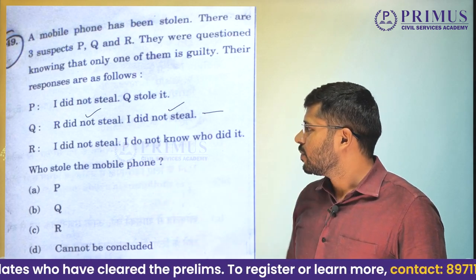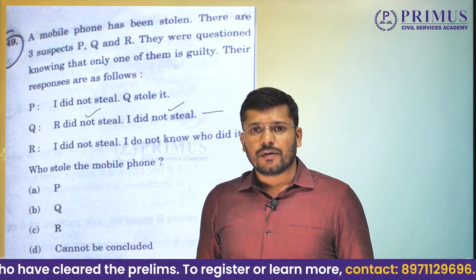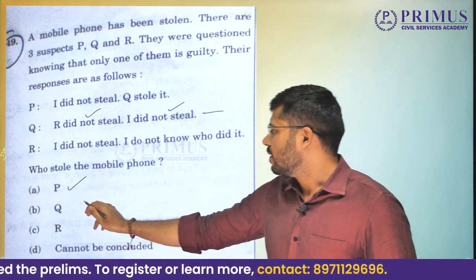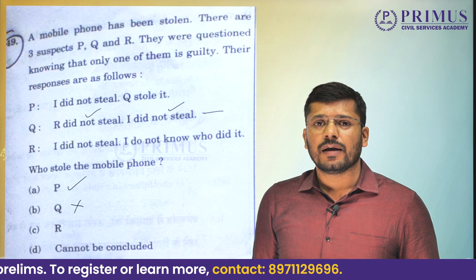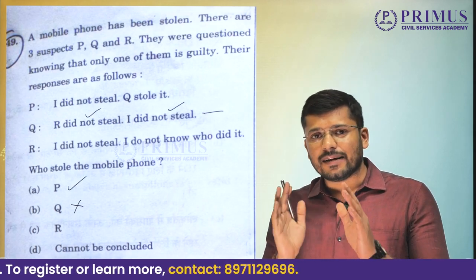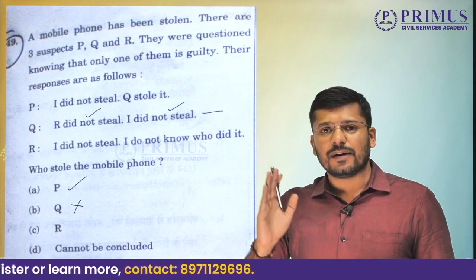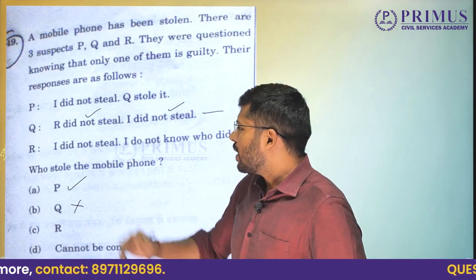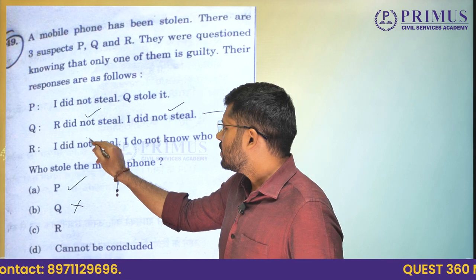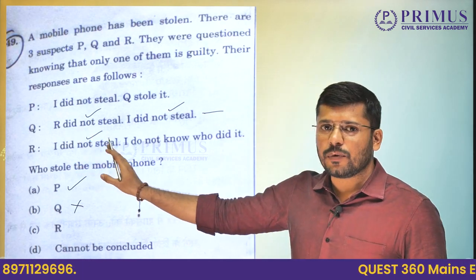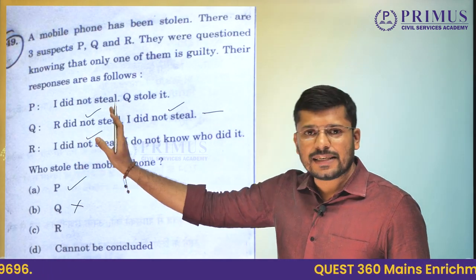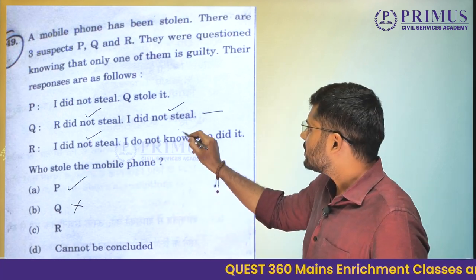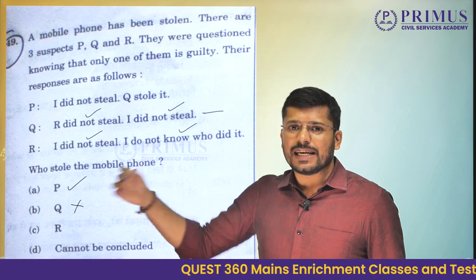Now let us try R. Let us assume that R is a thief, and whoever is the thief will only tell lies, and the other two will be telling the truth. Now R says I did not steal. Yes, this is a lie. As per our assumption, he is a liar, he is the guilty person. Yes, that checks out. And he says I do not know who did it. Yes, this is also a lie, because he knows he himself did it.